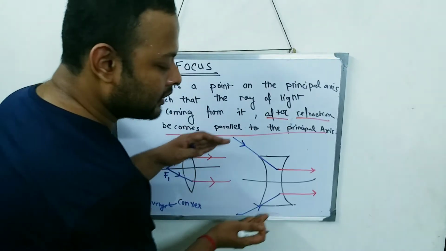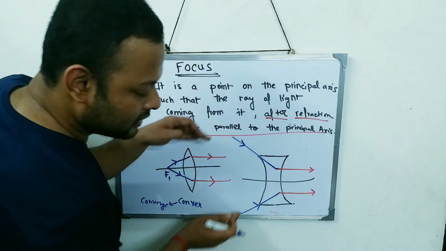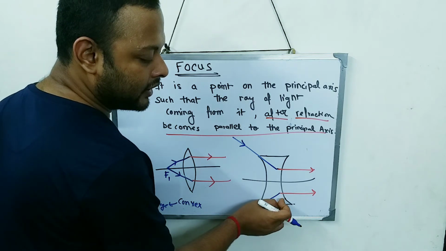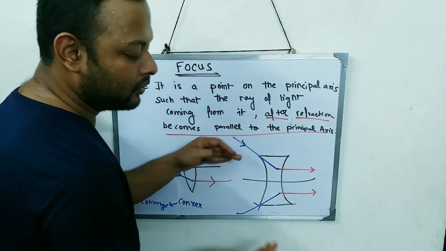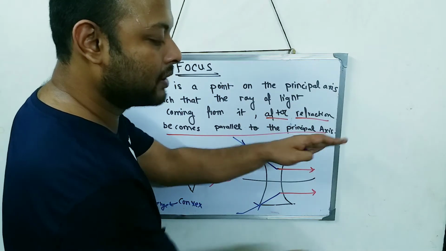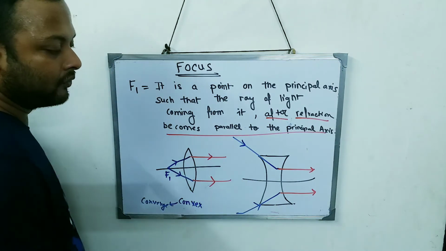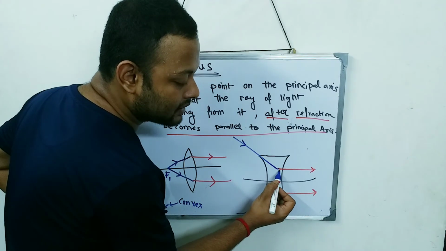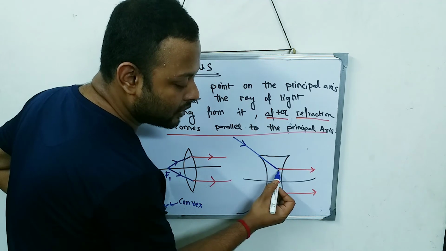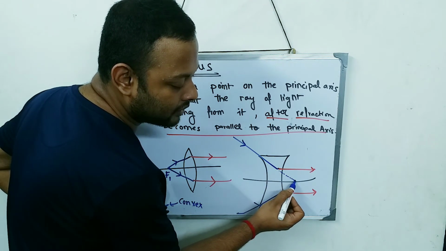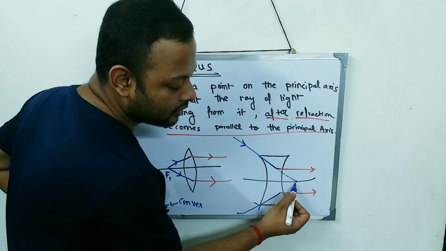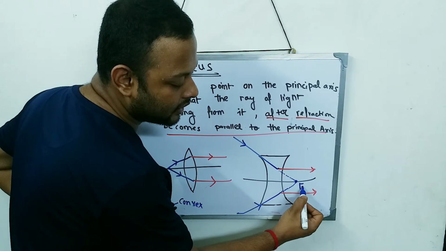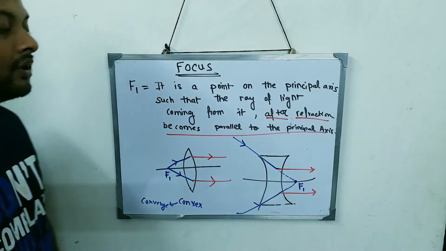So rays are coming like this, they are converging. You can see the two blue rays are converging, and after they get refracted, they will become parallel. They will not get converged, they will not get diverged, they will become parallel. Now this is F1. So where is F1 over here? Consider this ray was passing normally, then what would have happened? It would have touched this point, and this point is F1.